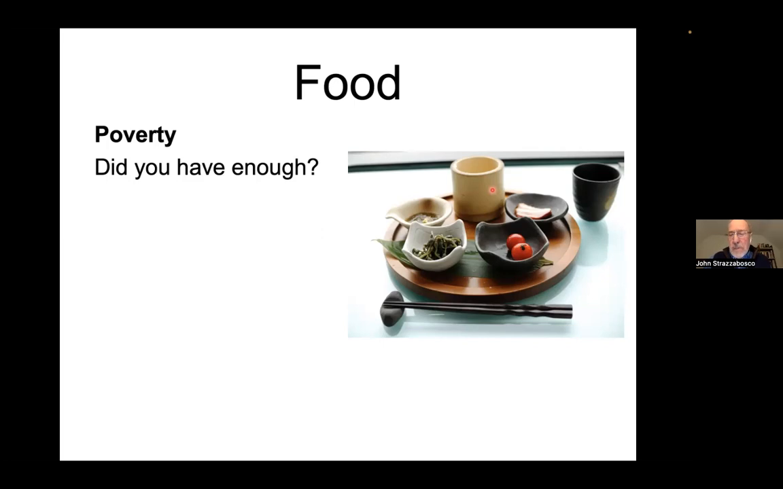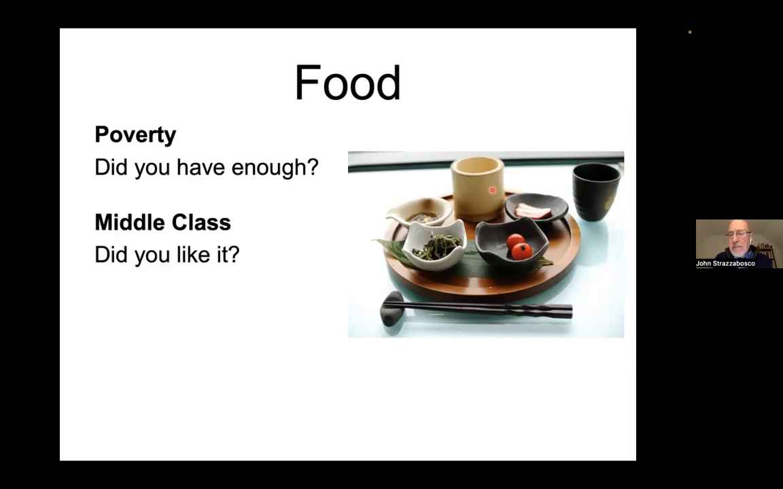I know this to be true. Just from my experience with the families that I've worked with, food is a major problem. There are hungry people around us. It doesn't seem that's the case, or that could be the case, but it is true. In poverty, this question, did you have enough, is very likely to be asked.